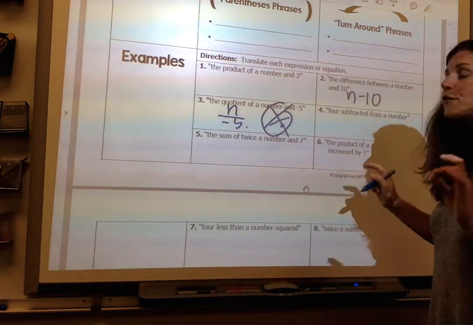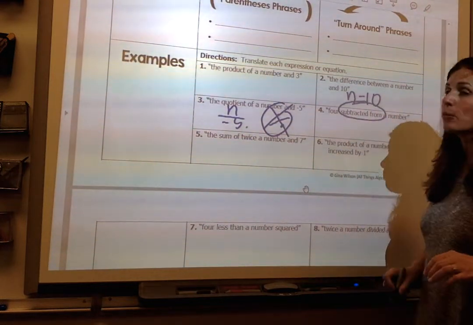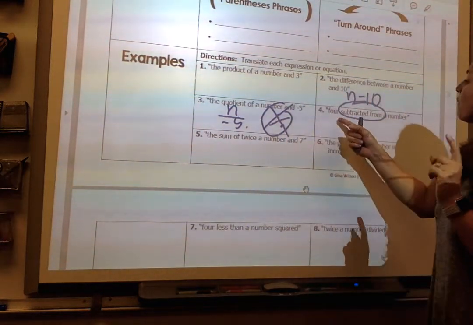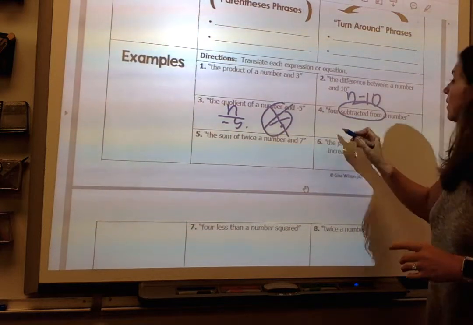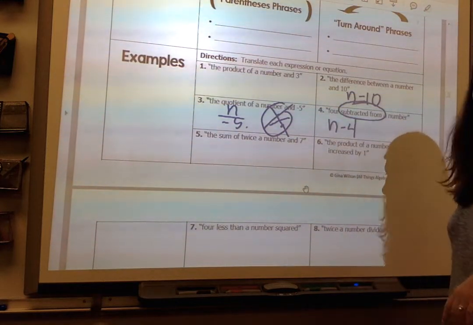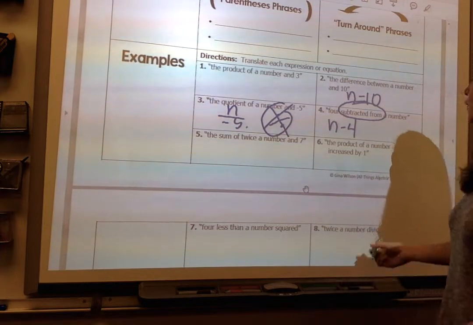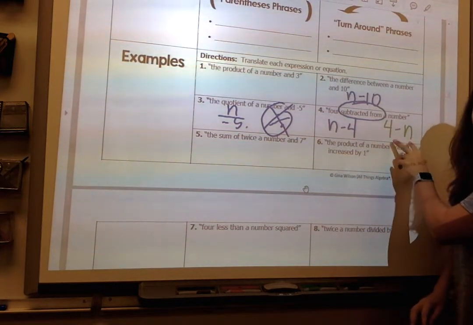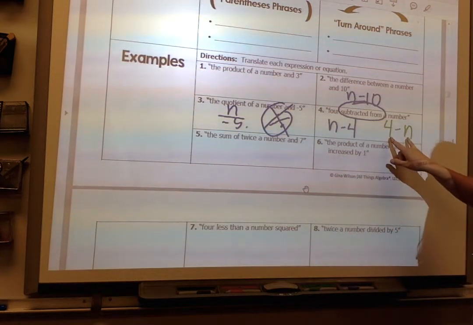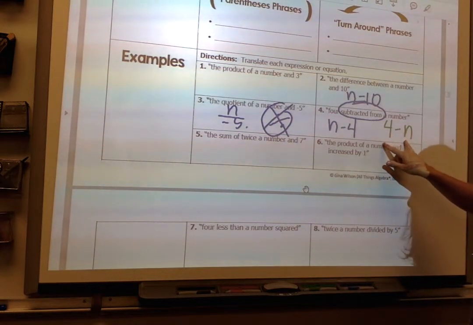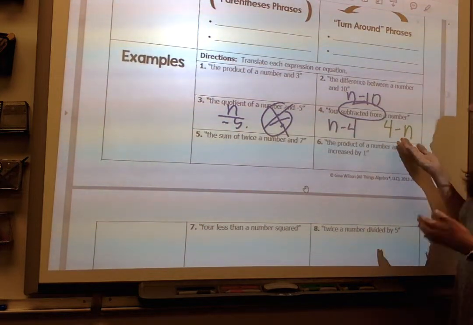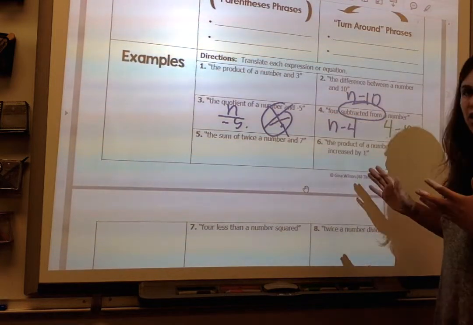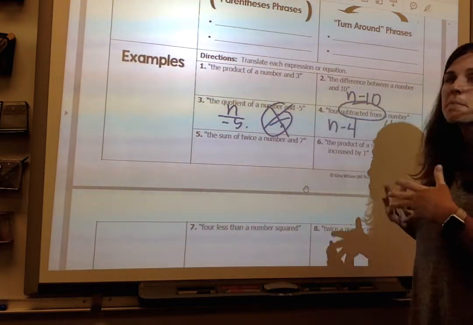4 subtracted from a number. Subtracted from. When you hear that, I want light bulbs to go off and be like, oh, it's a turnaround word. So 4 subtracted from a number looks like this: n minus 4. Okay? Now, if you did write 4 minus n, I want you to look at this while I read it to you. Does this look like 4 being subtracted from a number? No. n is being subtracted from the 4. So when you do a subtraction one, I want you to look at, does it make sense?